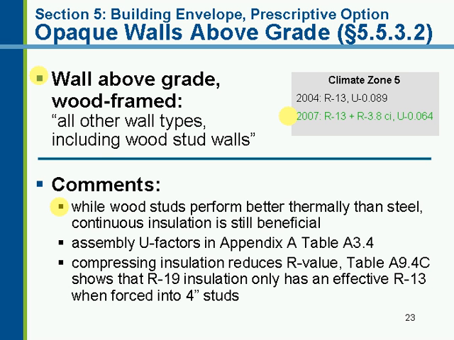For the U factors, the wall tables go to table A3.4 in the appendix. And I also want to mention, there's another table at the end of Chapter 9, table A9.4c, which shows you the effect of compressing insulation. So, for example, if you took an R19 batt, which typically is going to have a 6-inch thickness or so, and you decide, well, you want to put it in a 2x4 wall instead of a 2x6, this table will indicate that you only get R13 out of that.